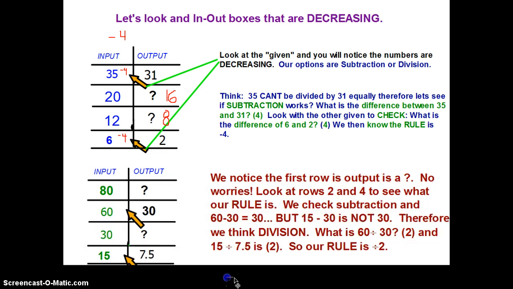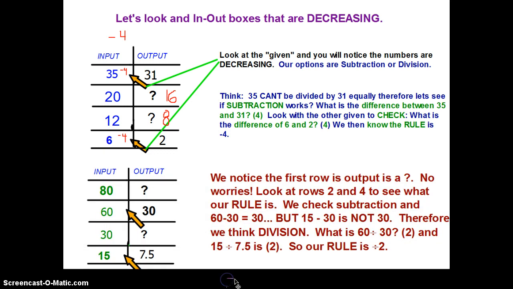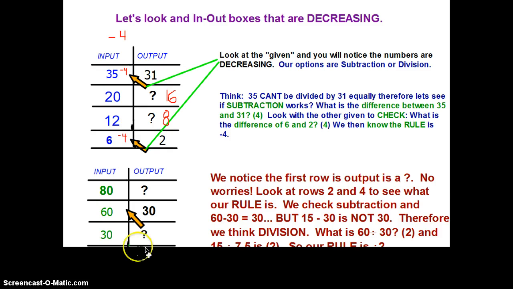Okay, going down again. For this first row, I don't know what this one is, so let's look at what we do know. 60 and 30. 15 and 7.5? What? 7.5? How in the world am I going to work with that? Okay, you know what? I'm going to forget this 7.5 for right now. Let's just go back up here to these two numbers. They're probably easier to work with.